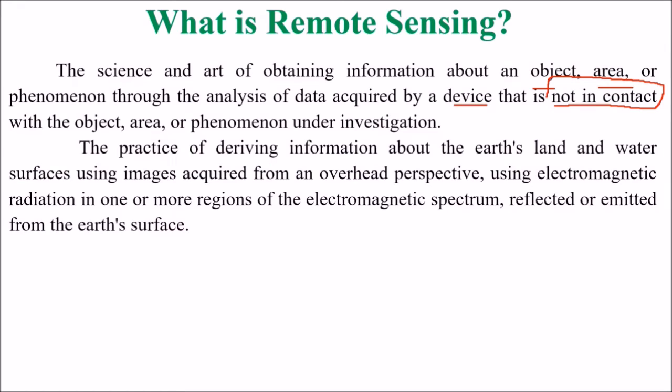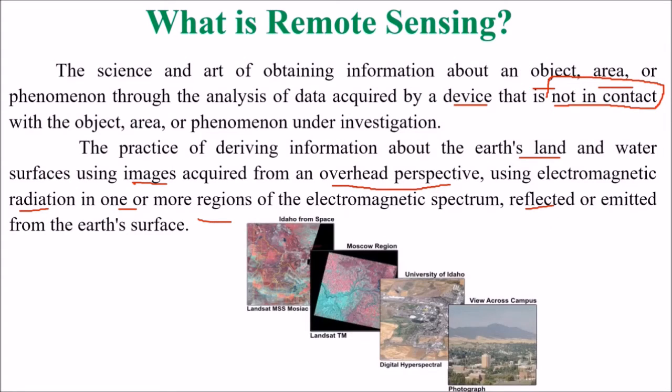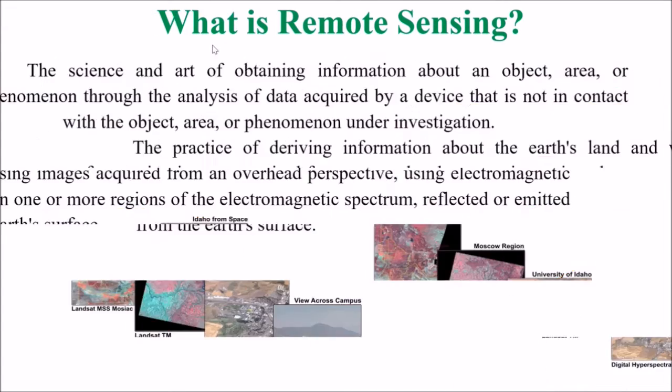So it is the practice of deriving information about the Earth's land and water surfaces using images acquired from an overhead perspective, using electromagnetic radiation in one or more regions of the electromagnetic spectrum, reflected or emitted from the Earth's surface. We have some examples: this is a simple photograph, maybe from a digital camera. This is a digital hyperspectral image. This is the Landsat Thematic Mapper image, and this is the Landsat MSS multispectral mosaic.